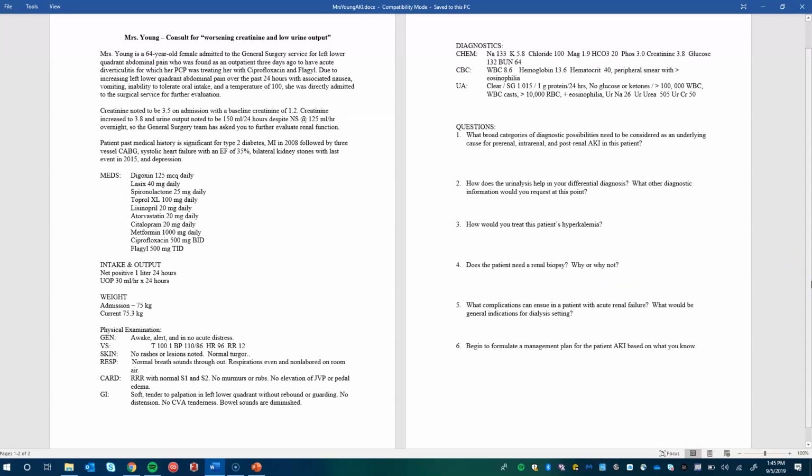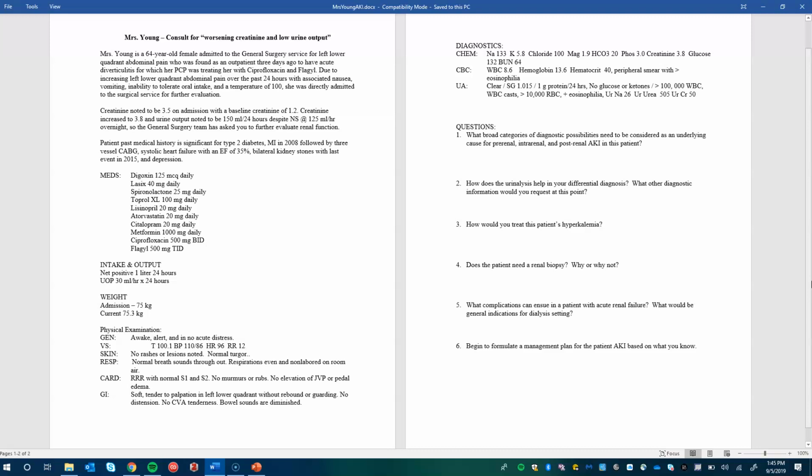All right. Read about this young patient. She's on the general surgery service, and she had 3 days of abdominal pain. She's got acute diverticulitis, and she was being treated initially as an outpatient with Flagyl.